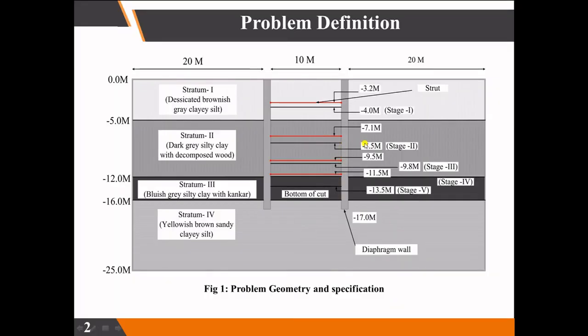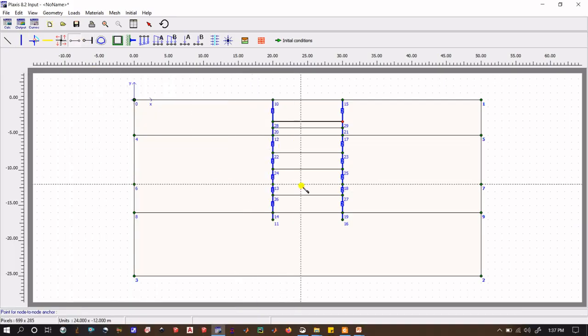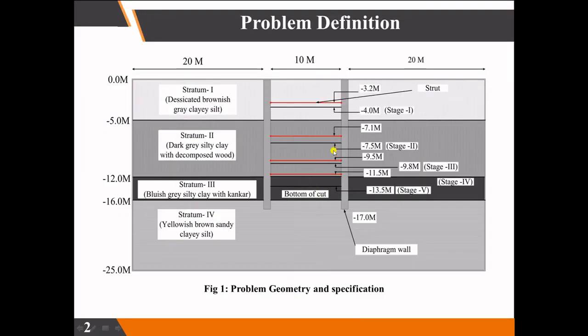The second one is at 7.1 meters. Let's create this one also. So 20 minus 7.1, and then 30 and minus 7.1. Here we go, the second strut is created. Subsequently we'll go for other struts like 9.5 meters and 11.5 meters. I think I've created this strut wrong, it is at 3.2 meters, so I'll change it quickly.